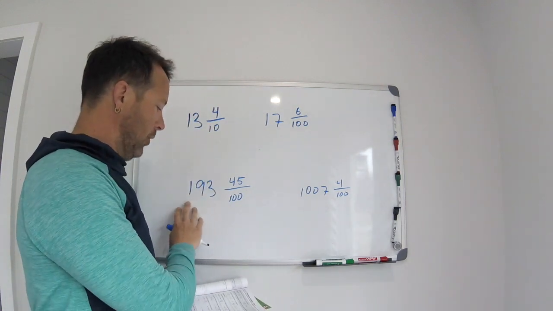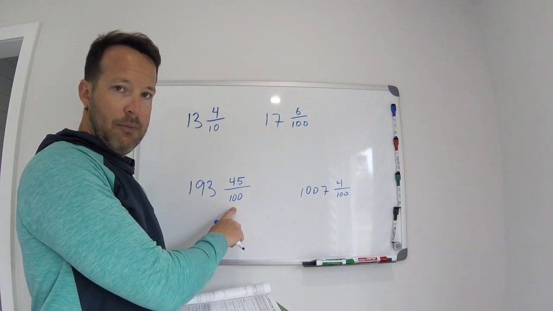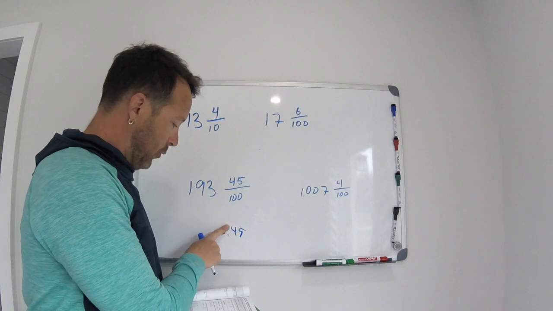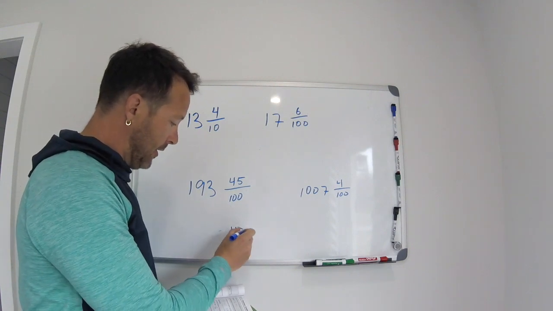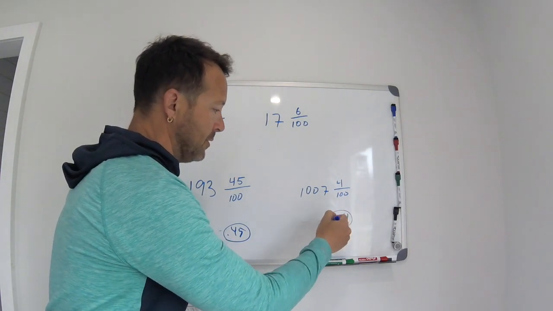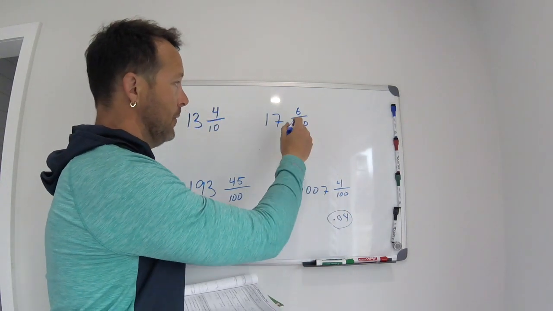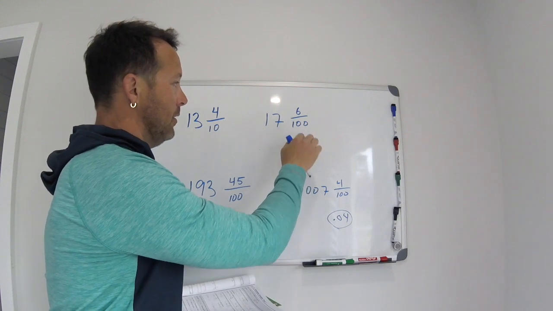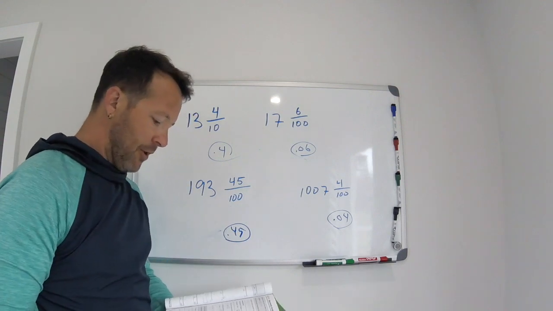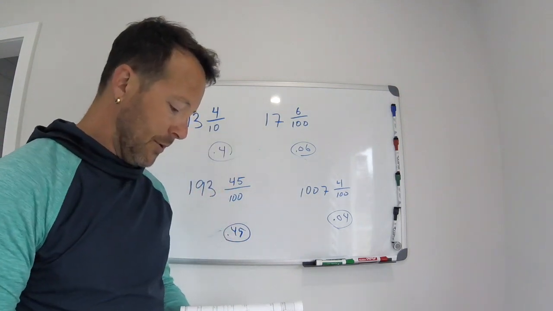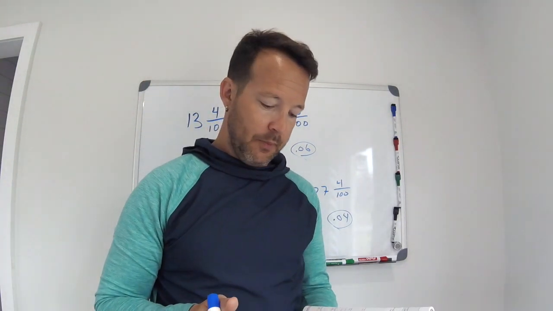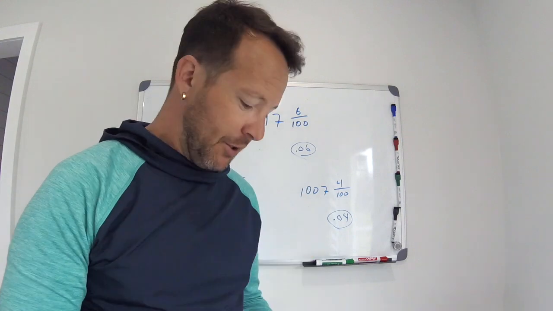So if you just remember, the whole number stays the same, and you just convert the decimal, so 0.45 or whatever, you're just converting this part into a fraction. Okay, so those are your answers for those 4 questions. So just look at the decimal, convert it to a fraction, and then just put the whole number in. Whole number stays the same.